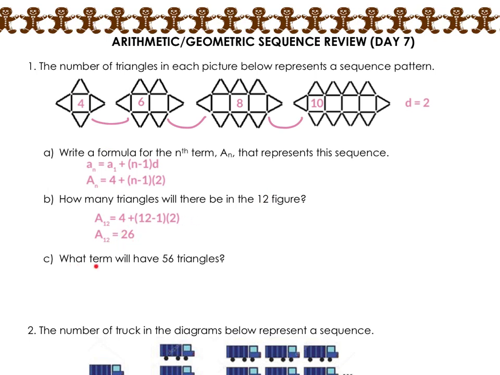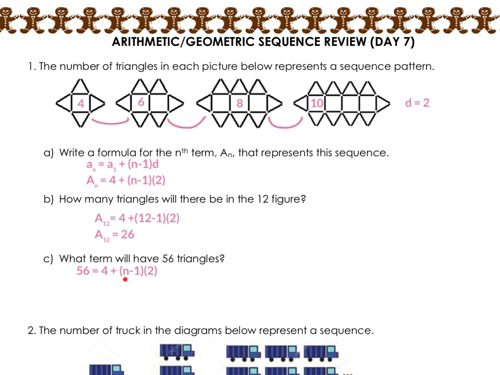The next question says, what term will have 56 triangles? Well, what term, that means I don't know the n value. The 56 then must be, if it's not the input, it must be the output. So I'm going to replace the a sub n with 56. Now we have a couple options for this. We can think of it as what's happening to n and do the opposite in the opposite order. Or if you wanted to, you could distribute the 2 into the parentheses. Then we don't have parentheses anymore and you would just combine like terms and solve for n. I'm going to go ahead and do the opposite of what's happening to n.